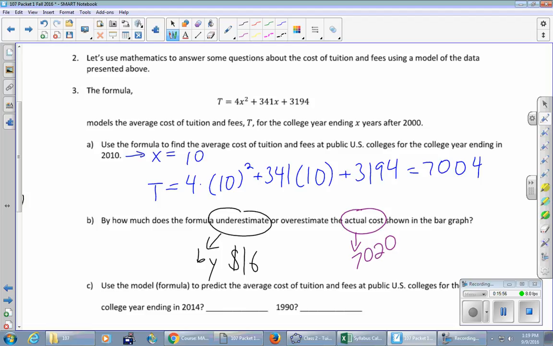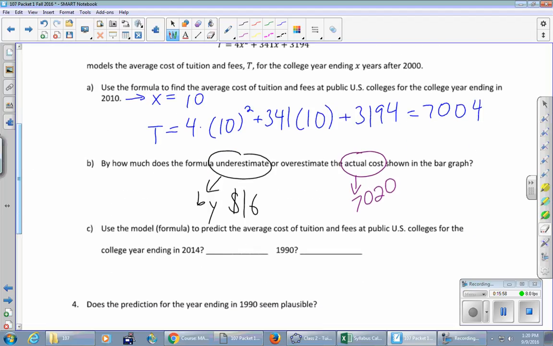Okay, let's use the model. Again, model and formula, model or equation are kind of our synonyms, to predict the average cost in tuition for the year 2014. Now this is sort of a strange question because we are in the year 2016 and I'm asking you to predict from the year 2014, but why is the word predict right for this problem? Yeah, the bar graph only goes up to 2010. So it is a prediction relative to all the information that we have. Okay, so 2014, so that means x equals what number? 14 there.